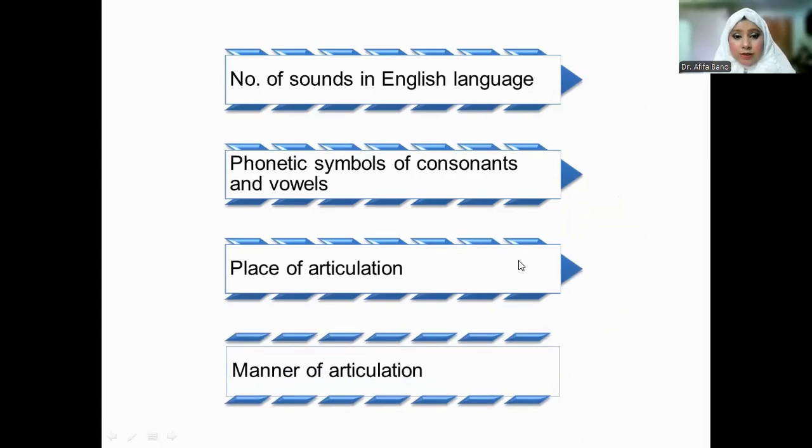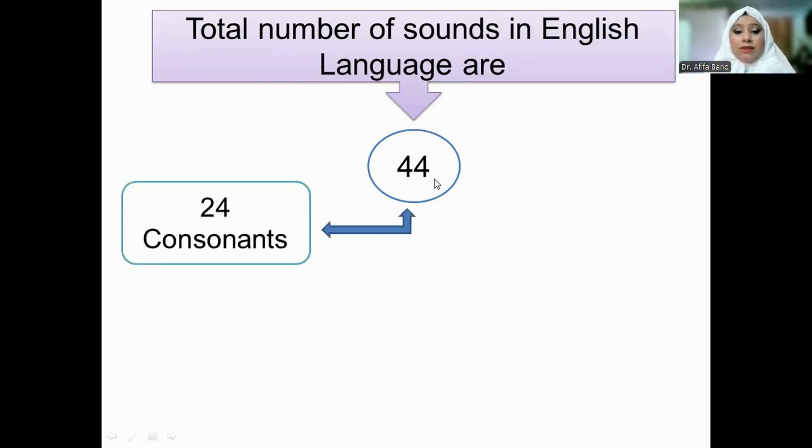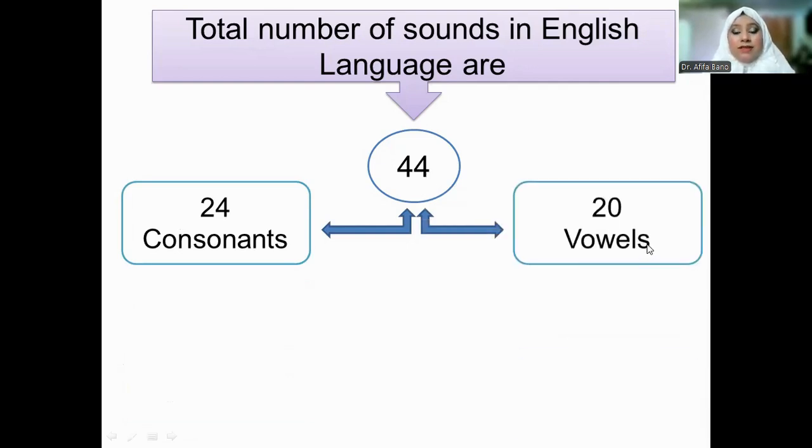All right. So let's start with the total number of sounds in the English language. How many total sounds are there in English? Yes, there are 44 sounds. It means we have 26 letters, but 44 sounds in the English language. All the words of English are made out of these 44 sounds. Now, in these 44 sounds, we have 24 consonants and 20 vowels.